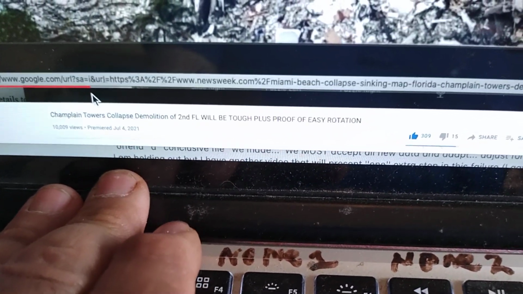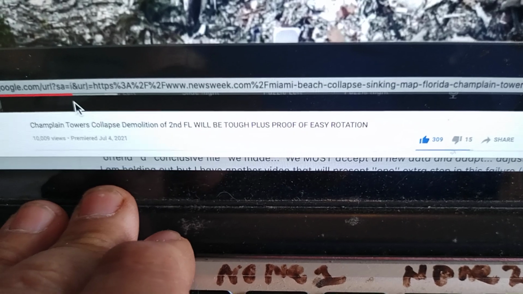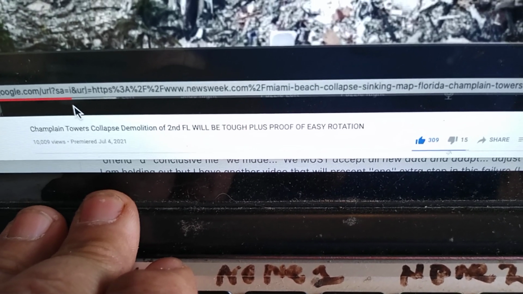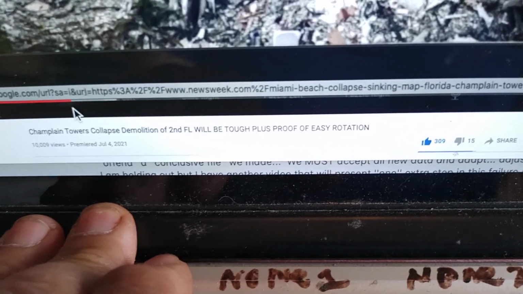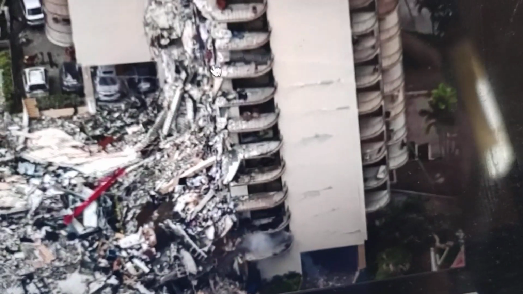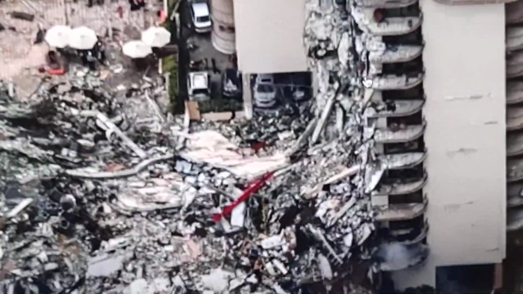Helps you see it. So look up Champlain Towers Collapse, demolition of second floor FL, will be tough, plus proof of easy rotation. Hell, I wrote it and I can't read it. And there's your rotation. So you guys look this content up. Well, 10,900 views. That's good. So look this up, and you'll see that's my proof of rotation. You got to look at that. It's going to give you good content to understand the rotation that's going on, and you could see it.